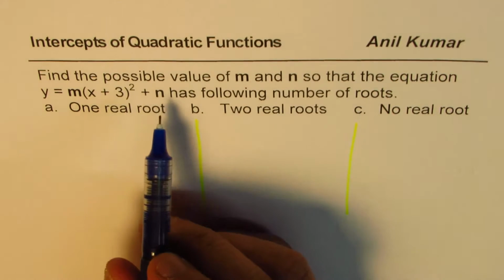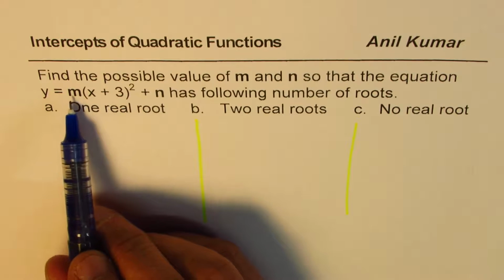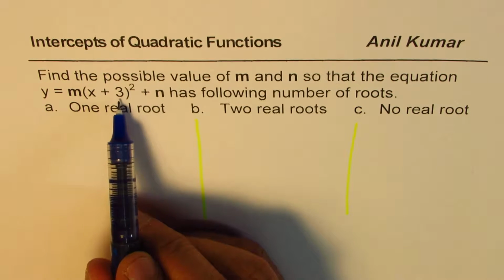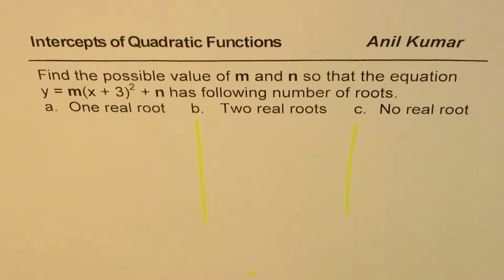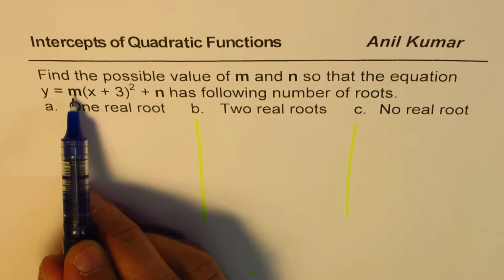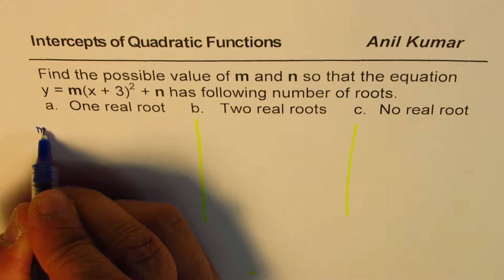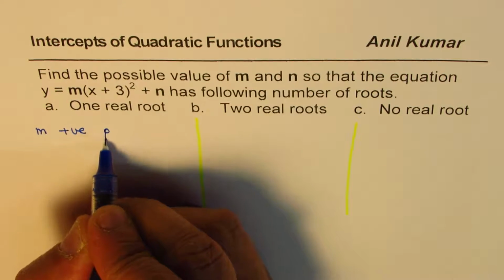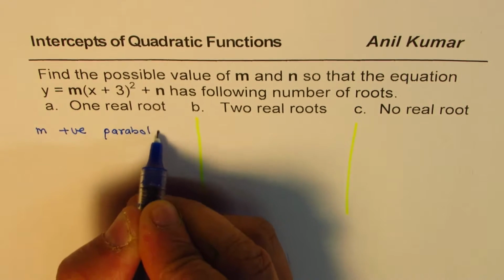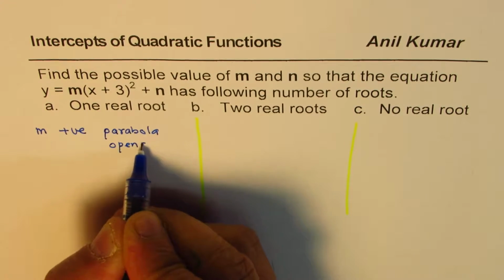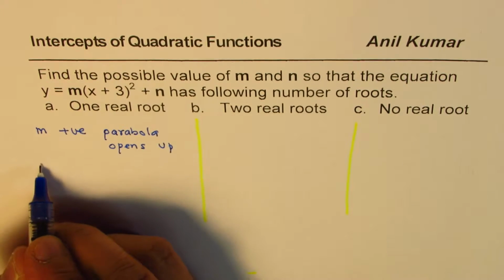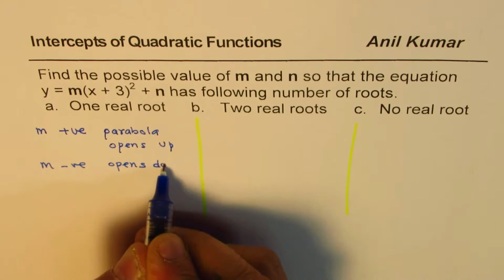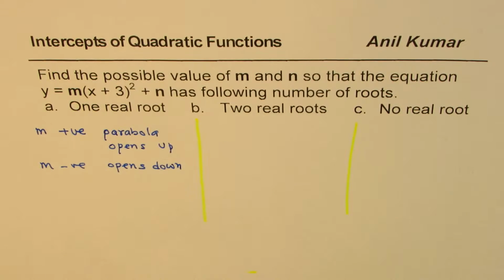Anyway, remember one thing. Whenever you are given a quadratic function in vertex form, you are actually given the vertex and the direction of opening. So the value of m decides the direction of opening. If it is positive, then the parabola opens up. And if m is negative, then it opens down. So that is important to understand.